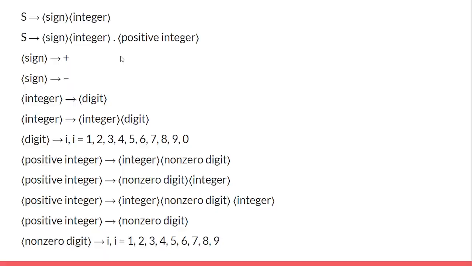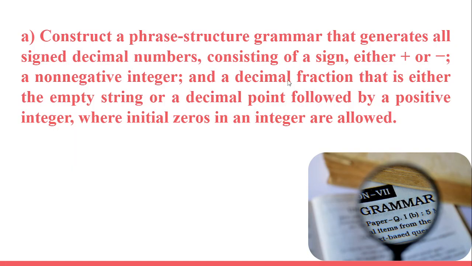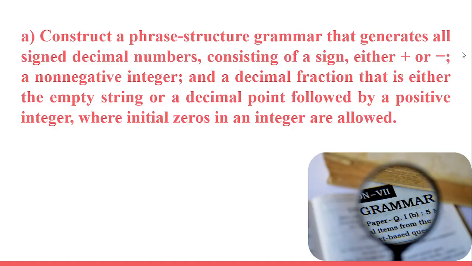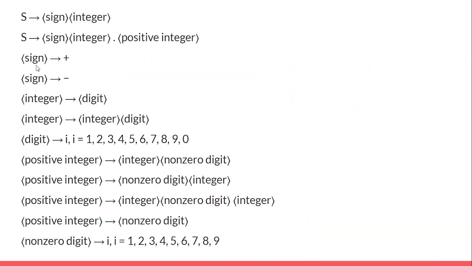Then as we can also have a decimal fraction, that is decimal numbers, we can replace the start symbol with sign, integer, and dot, which will represent our decimal point, and a positive integer, as we do not have any negative integer or 0 after the point. Then, as we are given that sign can be positive or negative, sign can be replaced with positive, or sign can be replaced with negative.